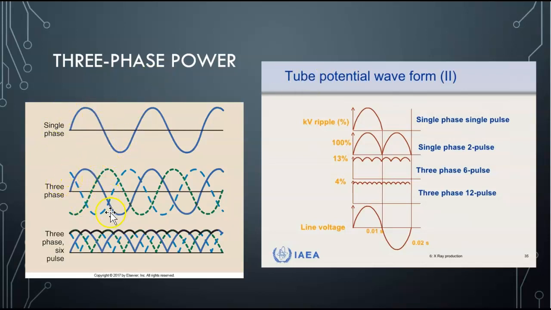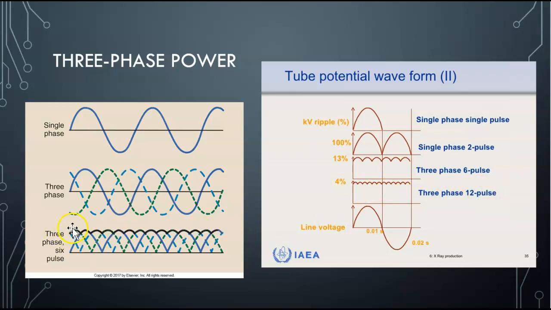If we take a look, we have single phase power and three-phase power, with 3 different phases going on at the same time, which gives us a ripple. Here's single phase, 2 pulse. We have 3-phase 6 pulse; if you count 1, 2, 3, 4, 5, 6, there's 6 pulses. Here we have 3-phase 12 pulse, so you can see we've got 12 pulses. And you can see 100% voltage ripple, 13% voltage ripple, 4% voltage ripple. So not bad, 4% with our 12 pulse.